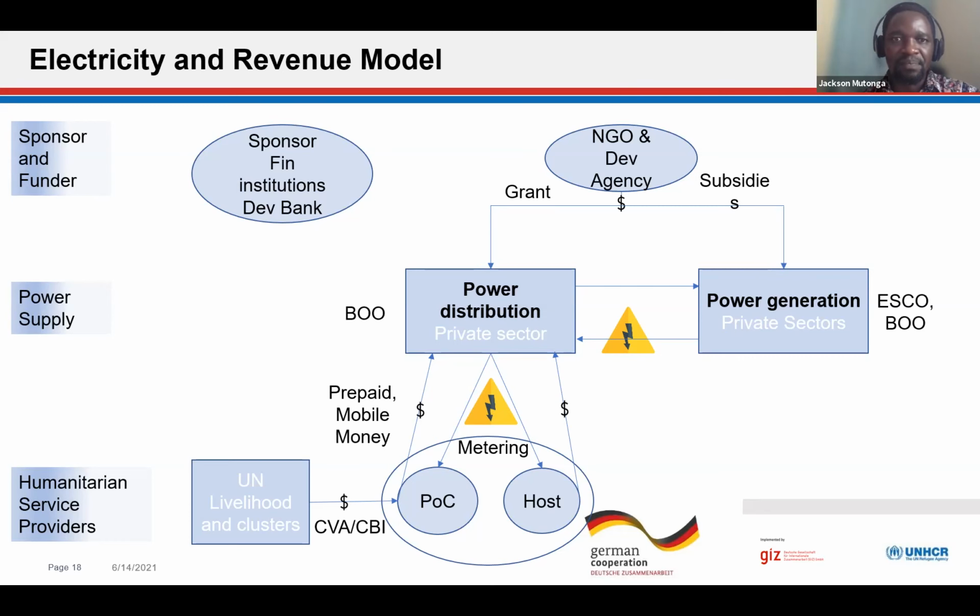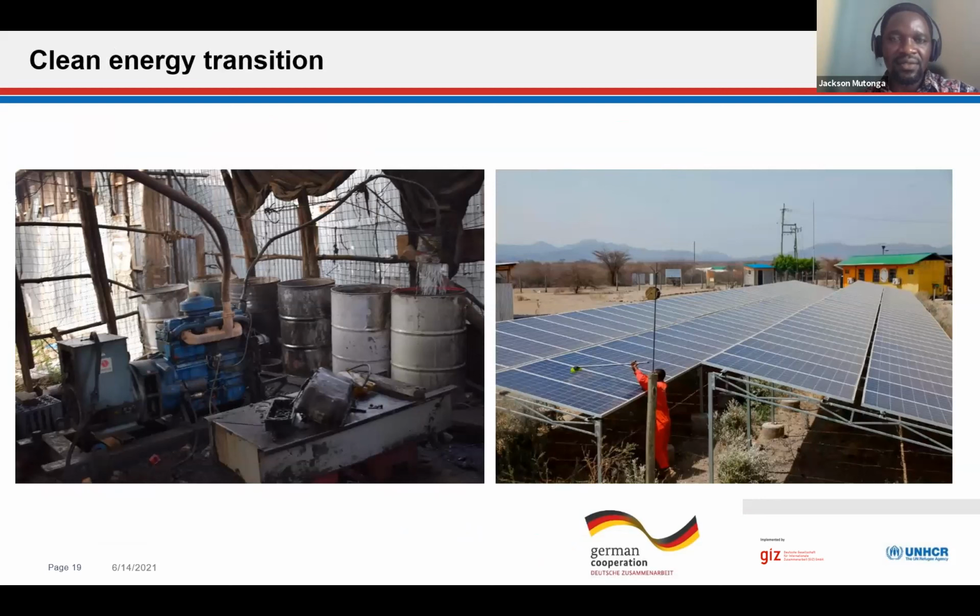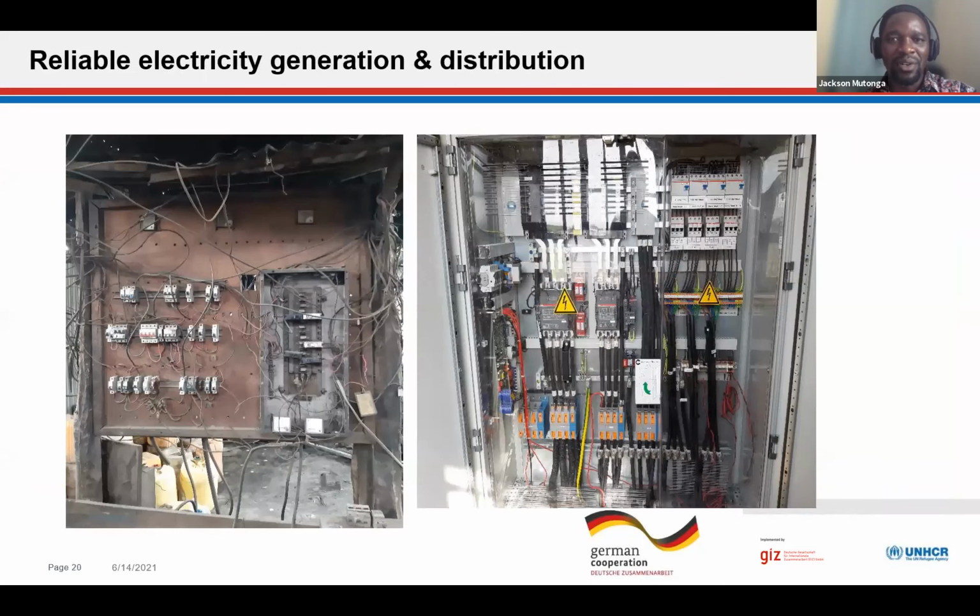So these are just photos to show that we have been able to do a clean energy transition in Kalobeyei settlement, such that what is on the left is not replicated in the settlement, but what is on the right is implemented and upscaled. The power distribution board now looks safer in Kalobeyei settlement. That is the one on the right, and looks like it can provide more reliable electricity.